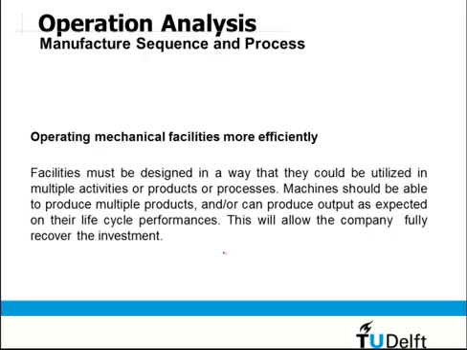Operating mechanical facilities more efficiently. Facilities must be designed in a way that they could be utilized in multiple activities or products or processes. Machines should be able to produce multiple products and or can produce output as expected on their life cycle performances. This will allow the company fully recover the investment.